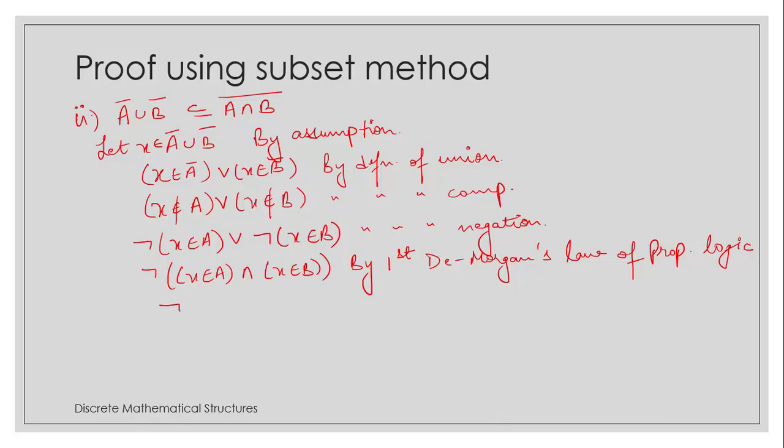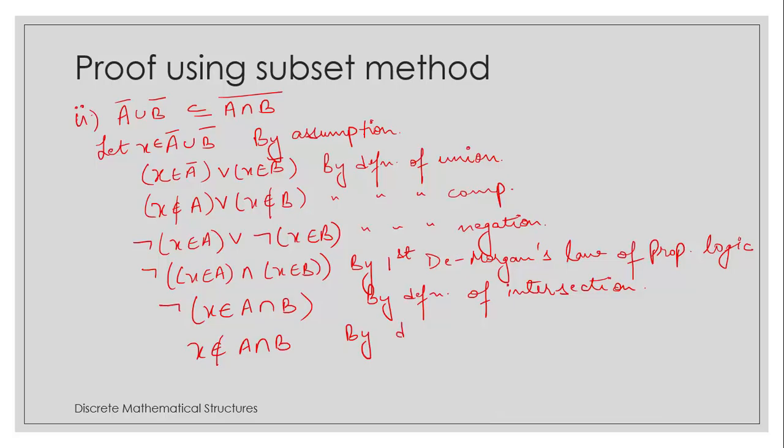This can be written as negation of x belongs to A and B, by definition of intersection. Now here again see, till this step we were using the logical AND operator. When we are representing this operation between sets, that has changed to intersection. So now this can be written as x does not belong to A intersection B. This is by definition of does not belong symbol.